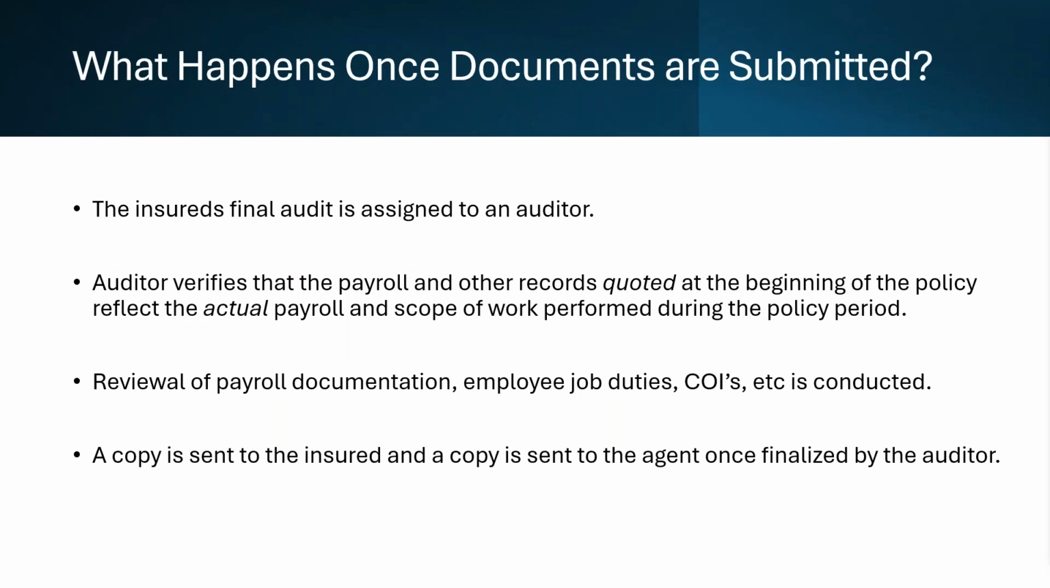So what happens once the audit documents are submitted to the carrier? After that, the insured's final audit is going to be assigned to an auditor. Based on the information provided, the auditor verifies that the actual payroll quoted at the beginning of the policy term reflects the actual payroll and scope of the work performed during the policy term.